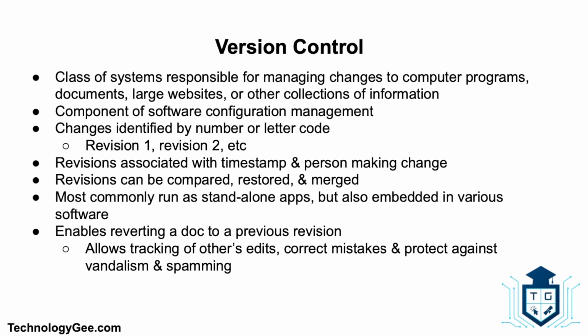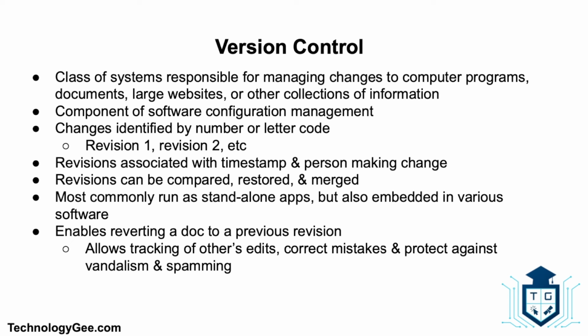And then we have version control. So version control, this is a class of systems responsible for managing changes to computer programs, documents, large websites, or other collections of information. Version control is a component of software configuration management. Changes are usually identified by a number or letter code, termed the revision number or the revision level, or simply a revision. So for example, an initial set of files might be labeled revision 1. When the first change is made, the resulting set will be revision 2, and so on. Each revision is associated with a timestamp and the person making the change.